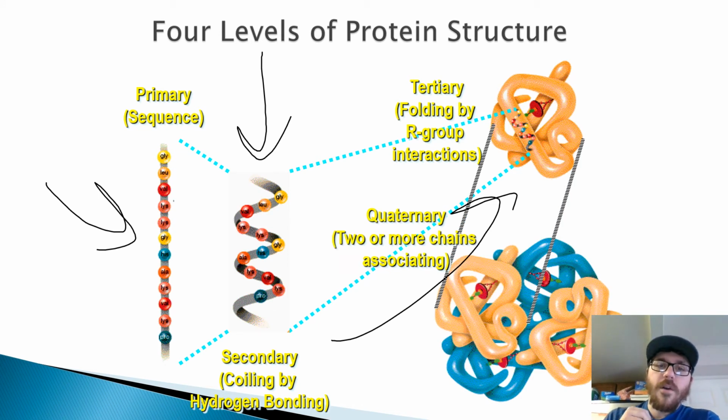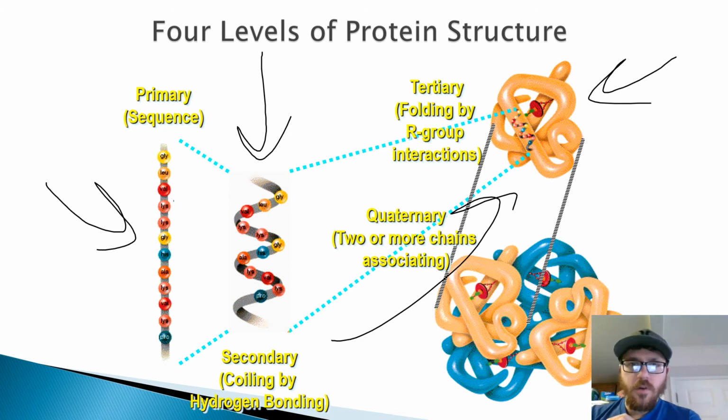Finally, we have our quaternary structure, which is when we have more than one of these tertiary structures interacting with one another. And based on the shape of the tertiary structure, they're going to fit together in different ways. A great example of a quaternary structure is hemoglobin, the protein that carries oxygen in your blood. It's actually multiple proteins all smushed together based on their shape.